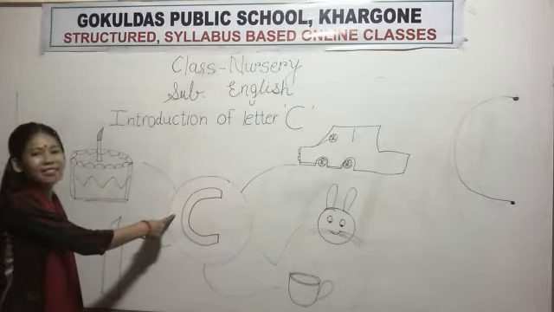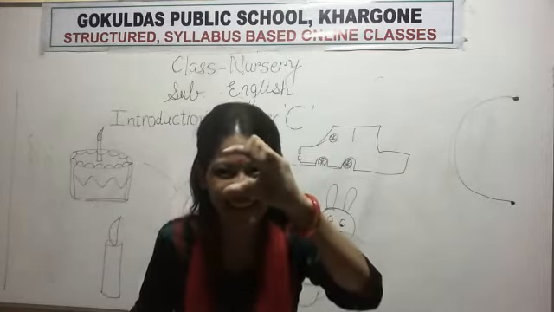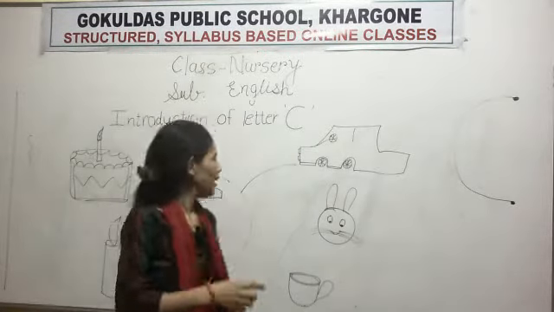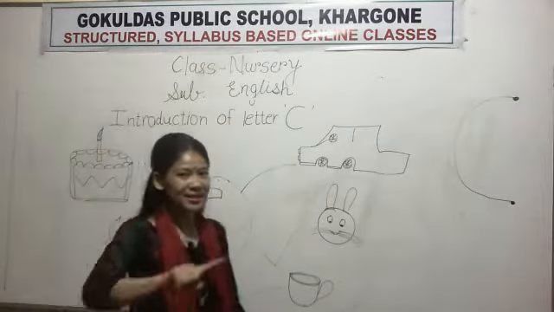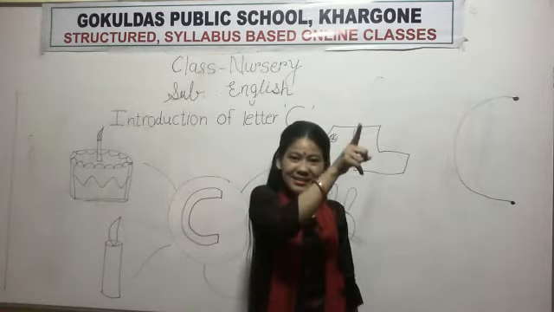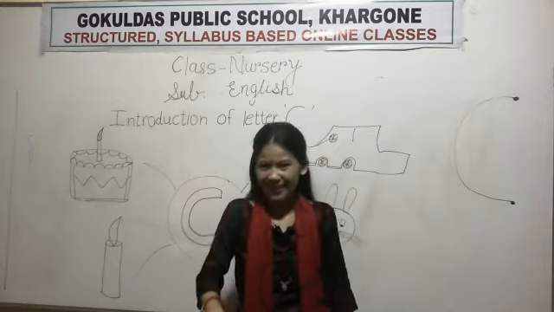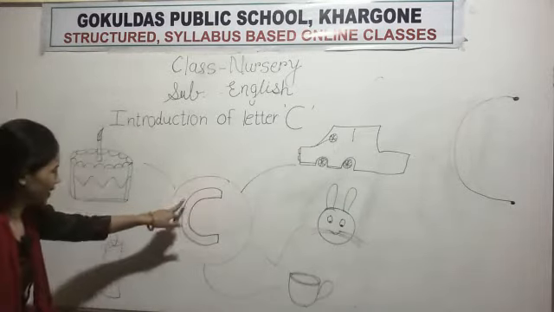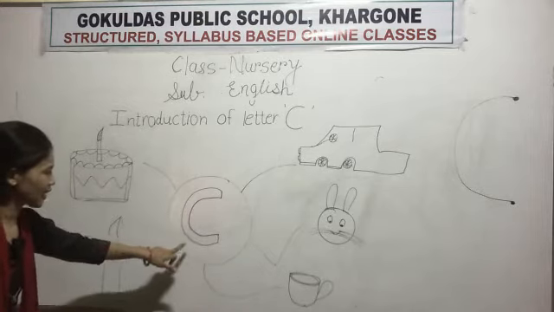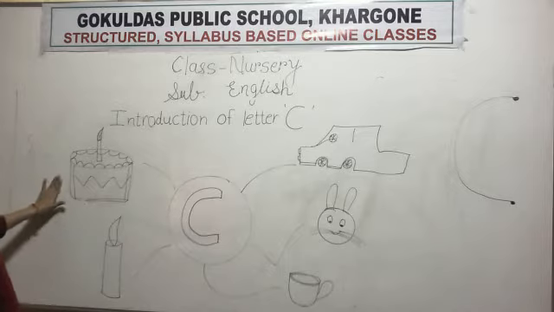Which letter is this? This is letter C. Letter C. How to make C? C. Letter C. Okay. C. Which letter is this? Letter C. C for cake.